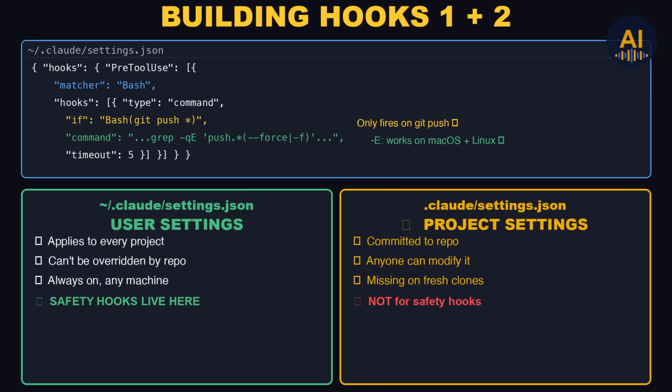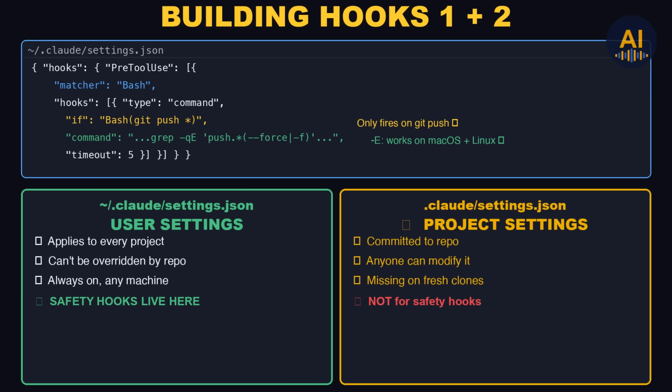Now, where you put these 2 hooks matters more than the hooks themselves. These hooks belong in your user settings, ~/.claude/settings.json, not the .claude folder inside your project. Here's why. Project settings get committed to the repo. Anyone on your team can modify them. A fresh clone might not have them.